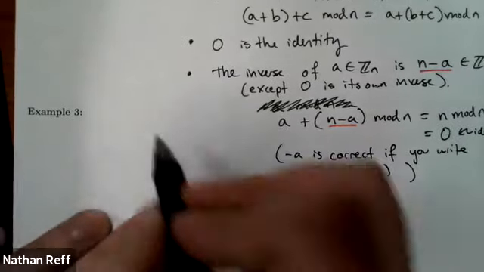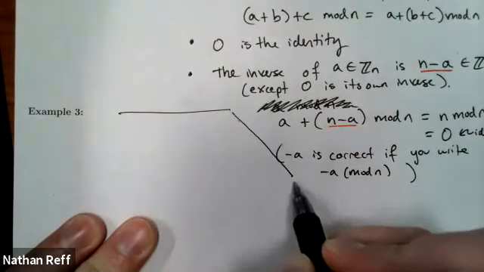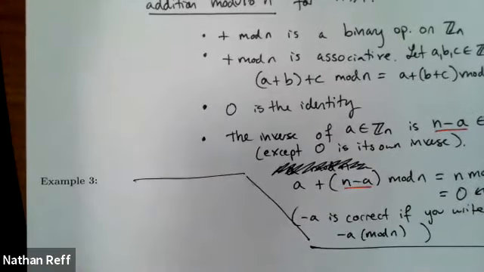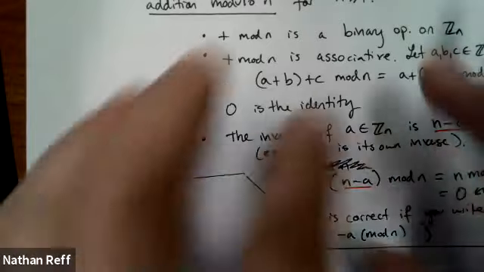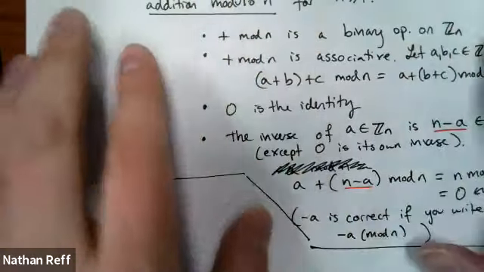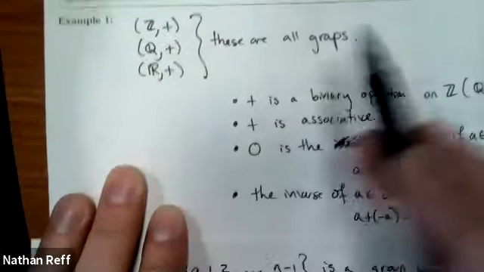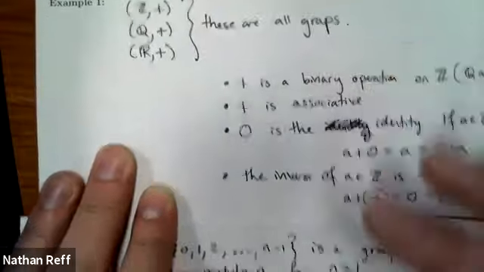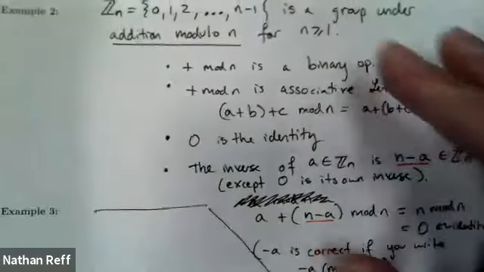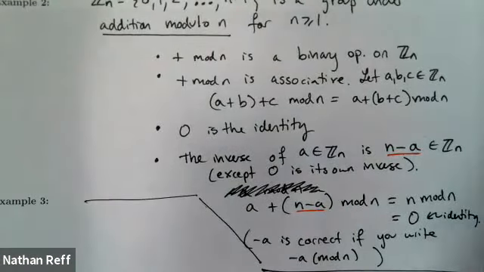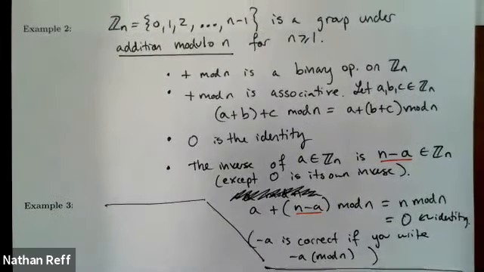Okay, let's do some non-examples. Zn will be one of the most important examples in this whole course, because you should think of it as a finite version of the integers. And the integers, rationals, and reals under addition are also very important examples. But this one will be particularly important because of several properties that it has.